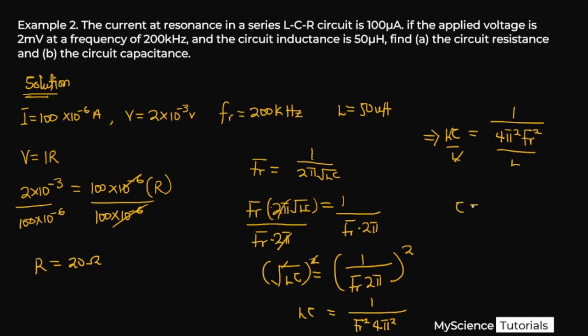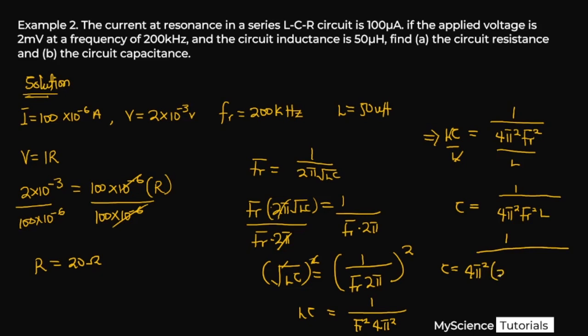If we divide both sides by L, our C will now be equal to 1 over 4 pi squared resonant frequency squared, divided by L, so it will be multiplied by 1 over L. The L will now come at the denominator. So we can go ahead and find our capacitance, and this will be equal to 1 over 4 pi squared.